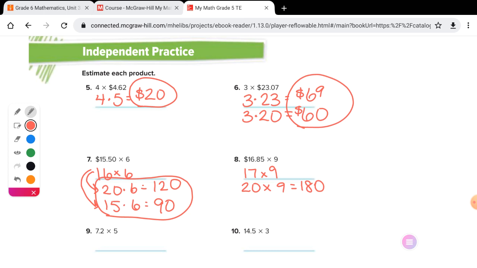What could I change the 9 to, Jude, and make it mental math? You change the 9 to a 10. Yeah, could I leave the 17 a 17 and make the 9 a 10 and get 170? Are both of those okay? Yes, because we're estimating. Okay, we're getting close to the actual, so both of these are perfectly okay. Questions about those 4?